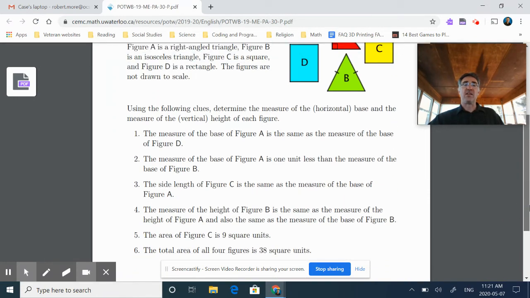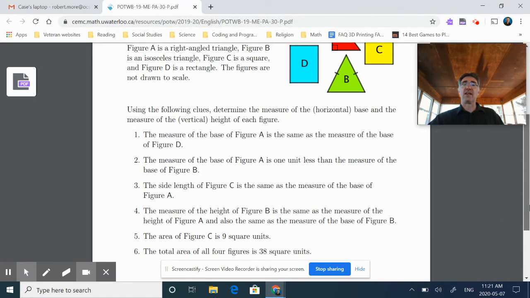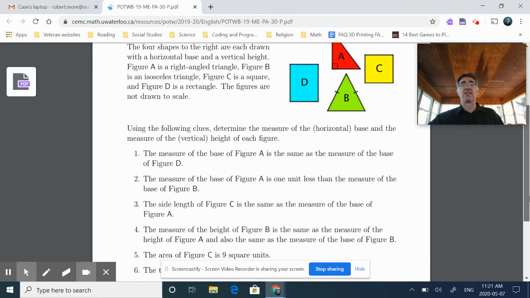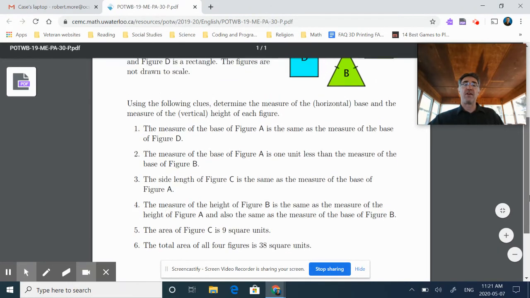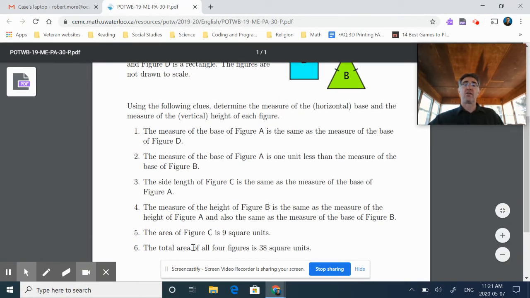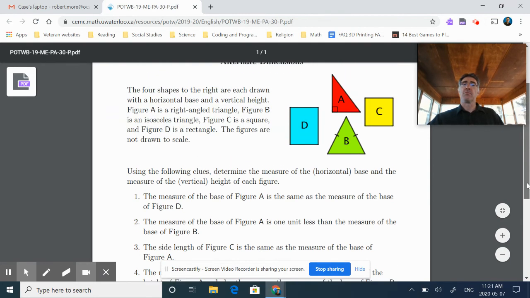Then finally, the area of figure C is 9 square units. And this is a key aspect. This is the actual first number that we have. And because of all these relationships, this is where we're actually going to start in solving this logic problem. And then finally, the total area of all 4 figures is 38 square units. Why would that be important?